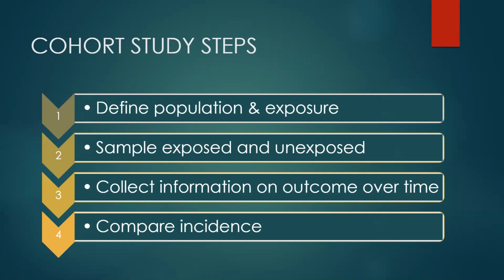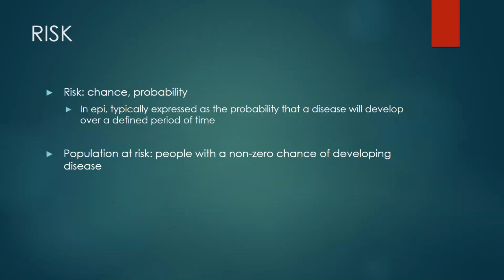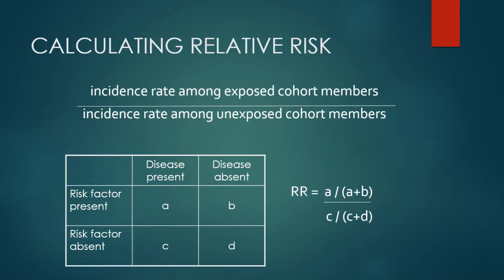This is another way to think about the steps of it. And going back to just a quick reminder about risk, because we're going to talk about relative risk as the measure that we calculate in a cohort study. Risk, again, is a probability, so basically just means the chance, and we're usually talking about the chance somebody develops a disease, has a health outcome, experiences some health event that we're interested in. And at risk just means there is a non-zero chance, non-zero probability of developing that outcome.